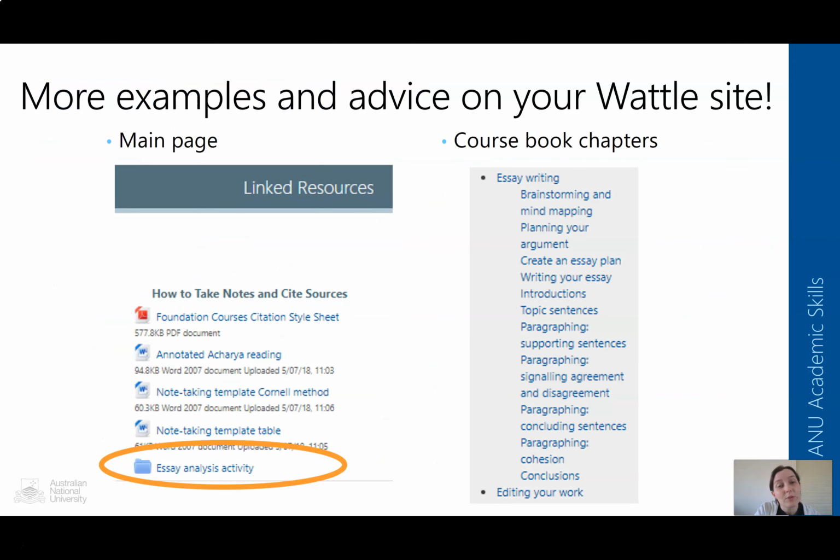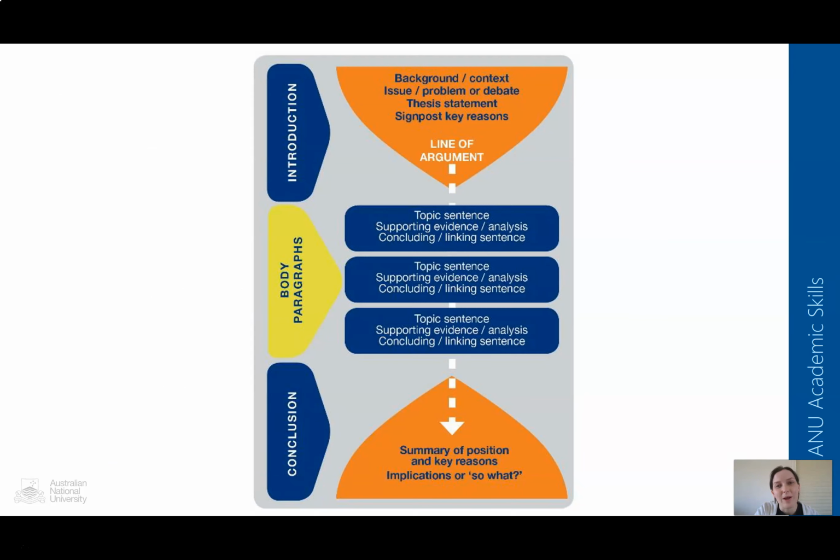There are more examples of sample introductions that did very well, and analysis of them to step you through those 4 moves. And there are also more explanations of what to include when you're writing your essay, and what kind of strategies you can use to write an effective essay, on your Wordle site. And in the next video, we're going to be talking about paragraphs.